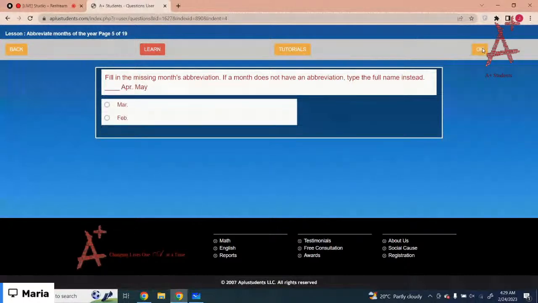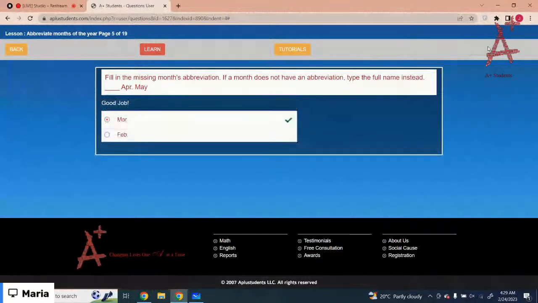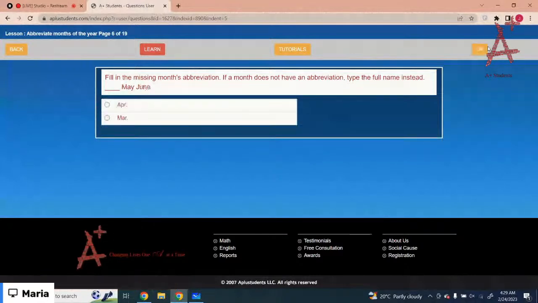Dash, April, and May. Which is the month before April? That is March. Got it? Option number one is the correct option. March, April, and May. So March is the correct option. The next one would be April. Got it? Before May, it would be April, May, June.